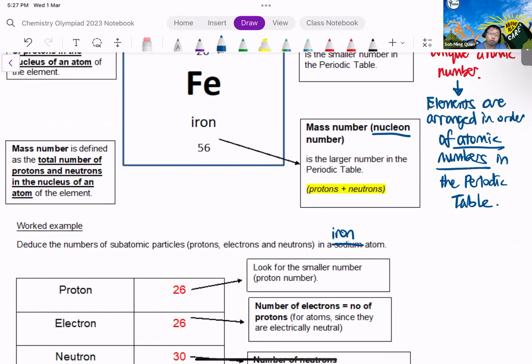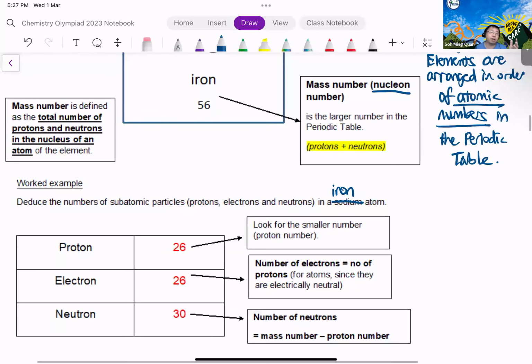Finally, how do you find the number of neutrons? You take the larger number, which is the mass number, minus the smaller number, the proton number. So 56 minus 26 gives you 30. So an atom of iron contains 30 neutrons. Okay, so up to this stage is a quick recap of what we have done so far in atomic structure at O level.